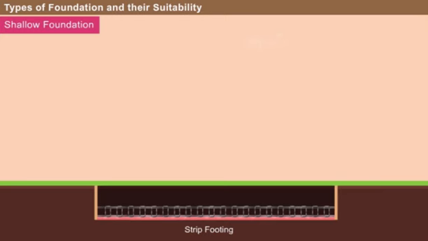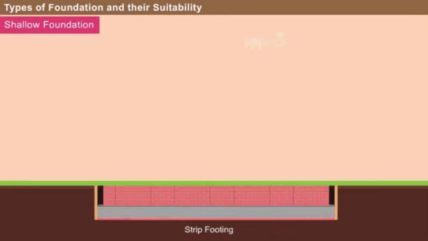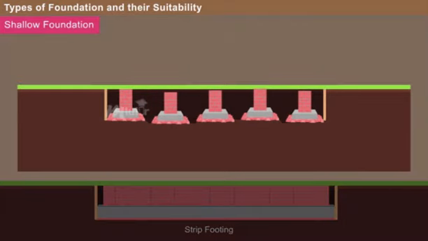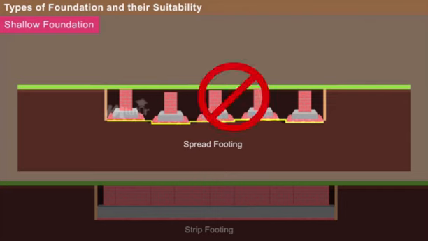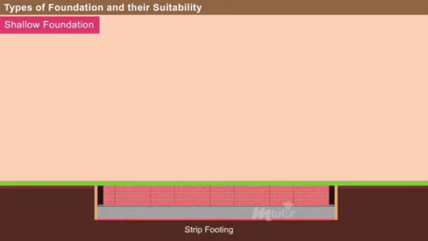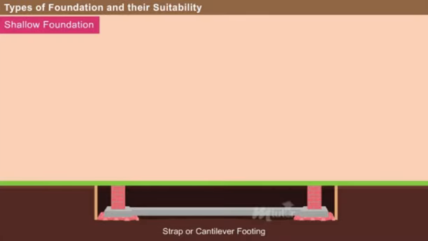Strip footing is also called wall footing. It is a continuous strip of foundation built under a wall. In some cases, when the building columns are constructed with less spacing, constructing spread footing may cause an overlapping of the columns. Hence, in such cases, strip footing can be constructed. Strap or cantilever footing is a type of foundation consisting of two single footings connected by a beam. This type of foundation is suitable for columns with more spacing.